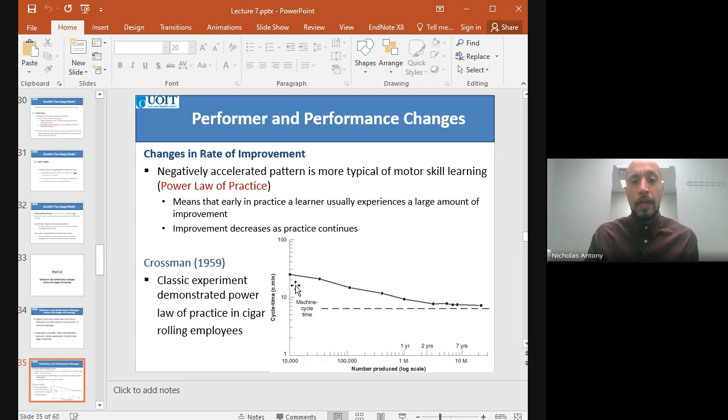And here we have an example. This was a study done in 1959 where they looked at the performance of employees in a cigar factory. The workers were rolling cigars, and they looked at how long it would take them to roll a cigar and mapped that out over 7 years of working in the facility. This is a logarithmic or log scale. See how that's 10,000 rolls, 100,000, 1 million, 10 million. So it's actually extended this way. But you can see initially there's a larger rate of improvement, and then that plateaus over time.